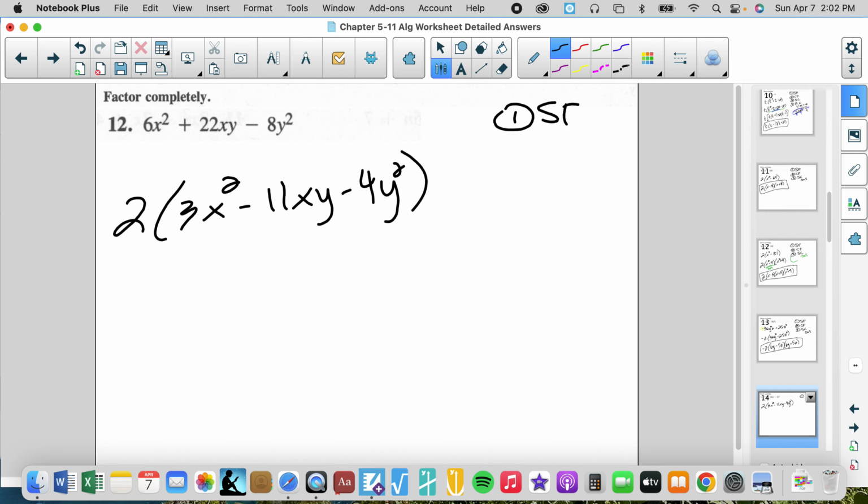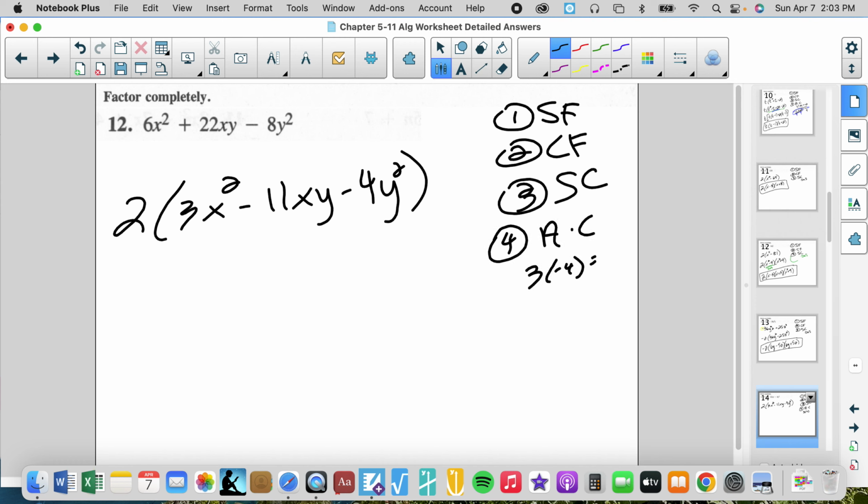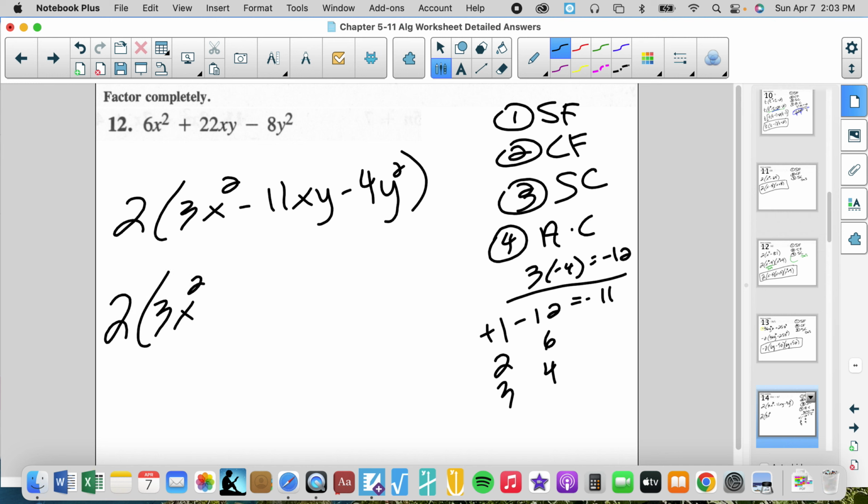That's standard form, sorry, common factor, not a special case. 4 is a perfect square, but 3 is not. So we're going to do a times c. A is 3, c is negative 4. 1 and 12, 2 and 6, 3 and 4. Signs are different. Bigger is negative. There's my negative 11. So 2 times the quantity, 3x squared plus xy minus 12xy minus 4y squared.